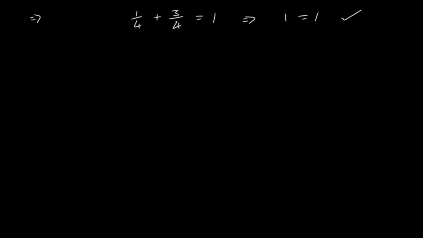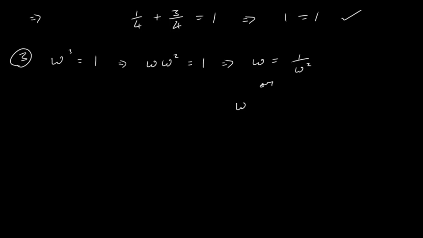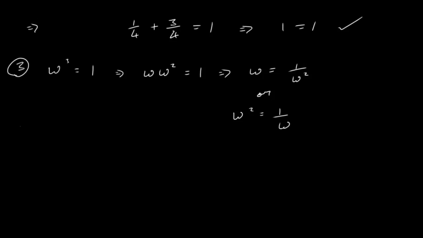That's just that if we take omega cubed being equal to 1, we can just split this up into omega times omega squared is equal to 1, because we can just add the indices here. So that would just simply mean that omega is equal to 1 over omega squared, or omega squared is equal to 1 over omega. In other words, the two complex roots are inverses of each other. So let's take an example then.